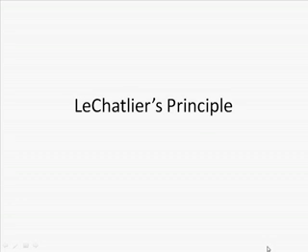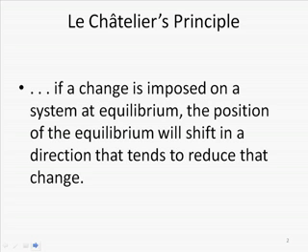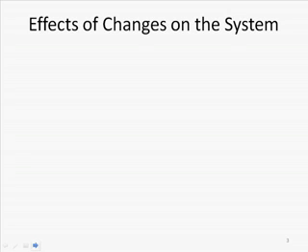Up to now, we've been discussing how we get from an initial set of conditions to equilibrium. Here we're going to look at what happens when we have a system that's at equilibrium and then we change something about that system. Le Châtelier's principle says if we have a system at equilibrium and something is changed, the system will react in a way to minimize the effect of the change. And there are a couple of things that we can change about our system, so let's look at those.